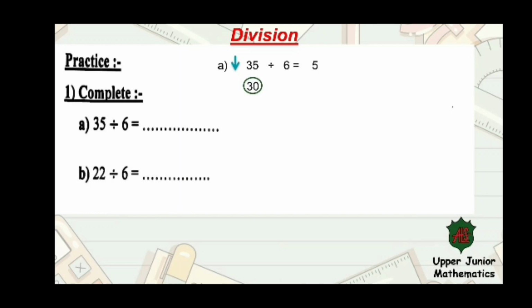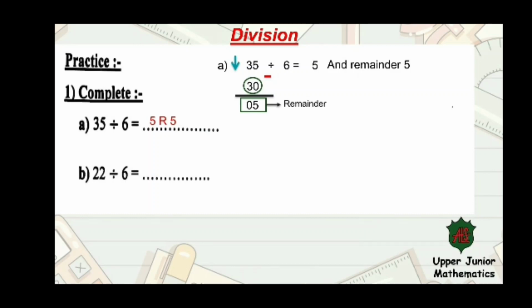But my original number was 35. So what am I going to do now? You're going to start subtracting the 35 and the 30 from each other. 35 minus 30 is 5. This is what we're going to call the remainder. The answer now will be not only 5, it will be 5 and remainder 5. You write it like this, 5 remainder 5.